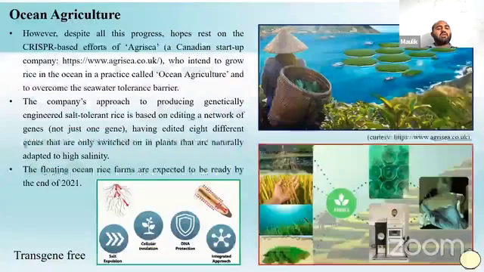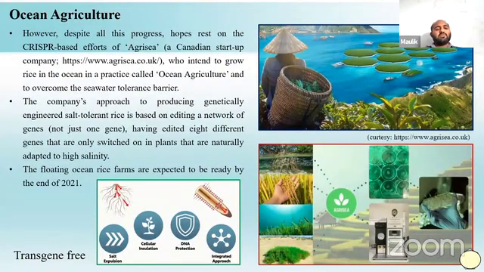Another is ocean agriculture. However, despite all this progress, hope rests on the CRISPR-based effort of Agricia, who intend to grow rice in the ocean, a practice called ocean agriculture, and to overcome the seawater tolerance barrier. The company's approach to producing genetically engineered salt-tolerant rice is based on editing a network of genes, having edited 8 different genes in rice, a plant naturally adapted to high salinity conditions. This floating ocean rice farm is expected nearly at the end of 2021.